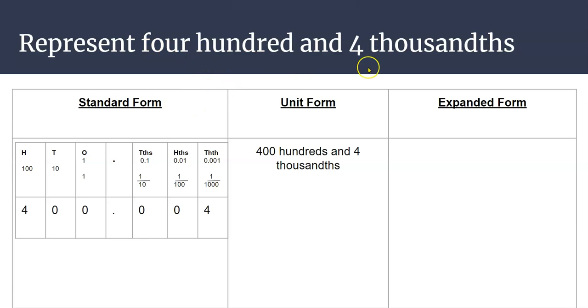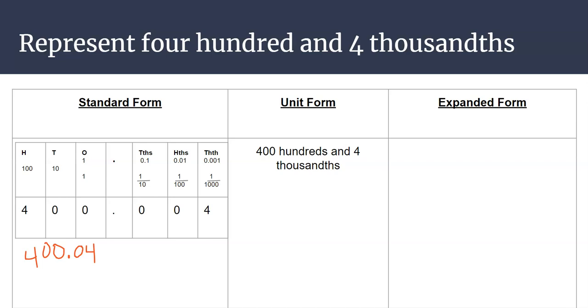This time I represented our number in word form, so I'm using words instead of digits. So we're going to represent 400 and 4 thousandths. So here's my place value chart. I already filled in all of our numbers. So we have 400, 0 tens, 0 ones, 0 tenths, 0 hundredths, and 4 thousandths. As in standard form, I will write this as 400, put my decimal point over here. That's how I would write this in standard form.